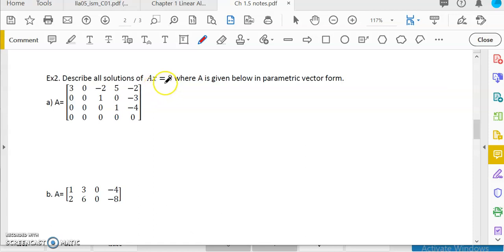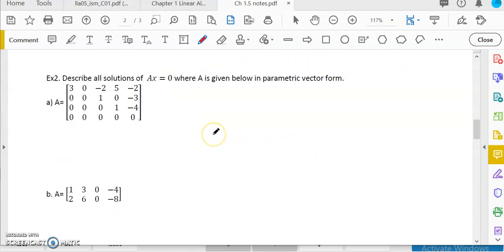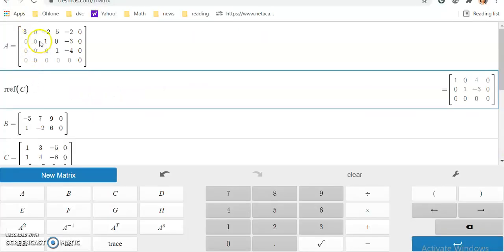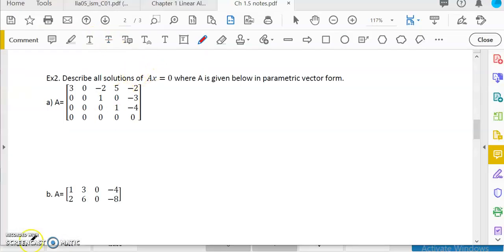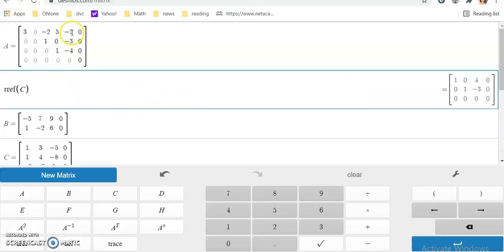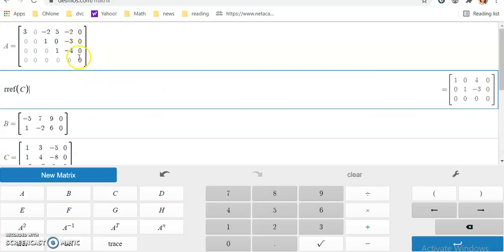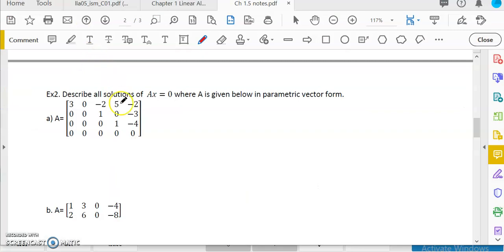In this case, we are doing homogeneous again, so it is a homogeneous Ax equal to 0. A is really a big matrix. So I enter it here, 3, 0, negative 2, 5, negative 2, and then 0, 1. And I enter the 0 on this side. So remember to enter your 0 for an augmented matrix.